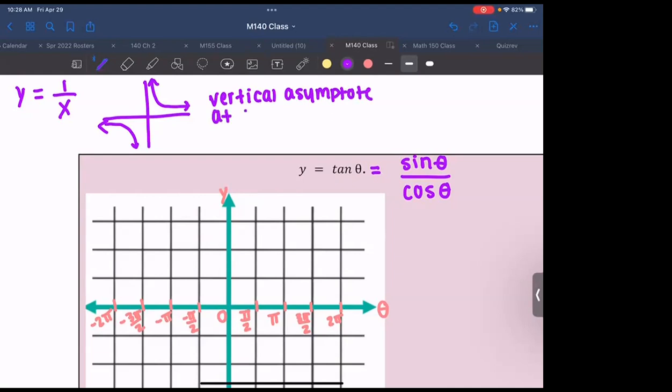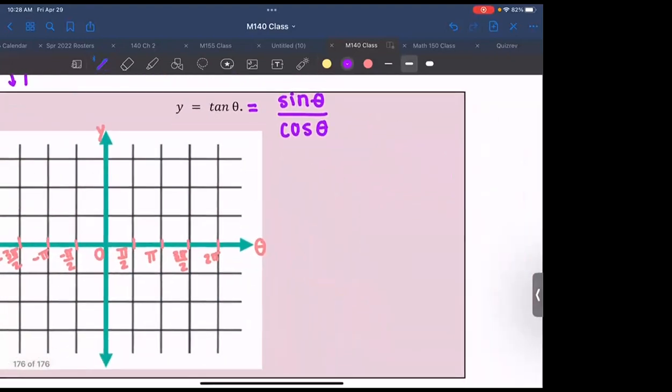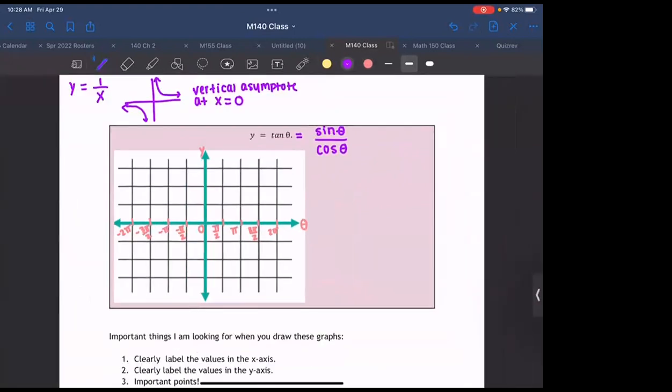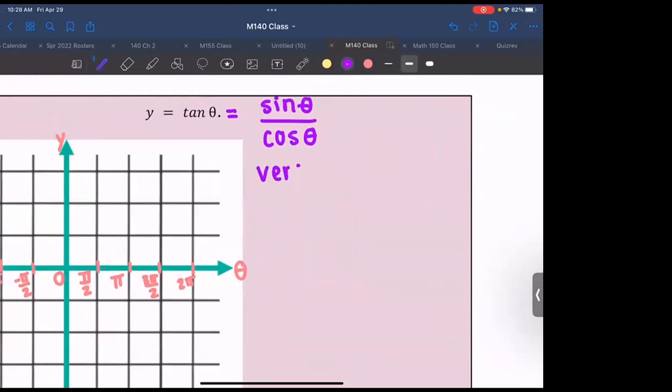At x equals 0, the x-axis, right? And this was because we can't divide by 0. So the division by x, well, at x equals 0, can't divide by 0. So that kind of made a vertical asymptote, okay? The same thing is going to happen with tangent, okay? Except our denominator isn't x anymore, it's cosine of theta. So what this is going to translate into is a vertical asymptote.